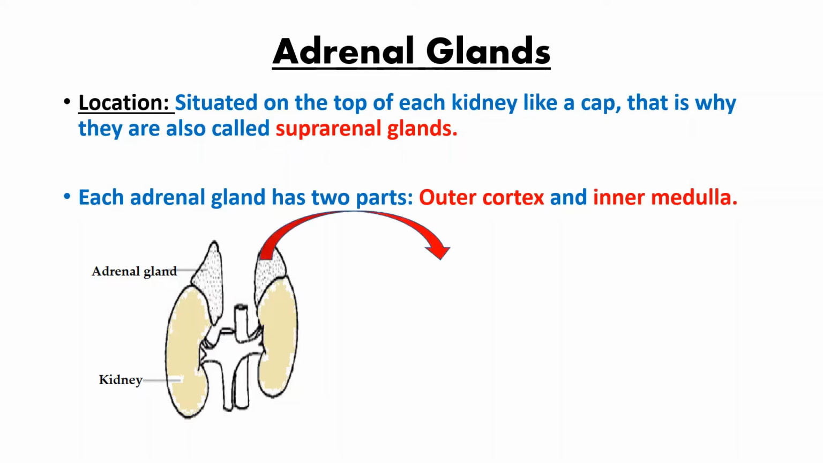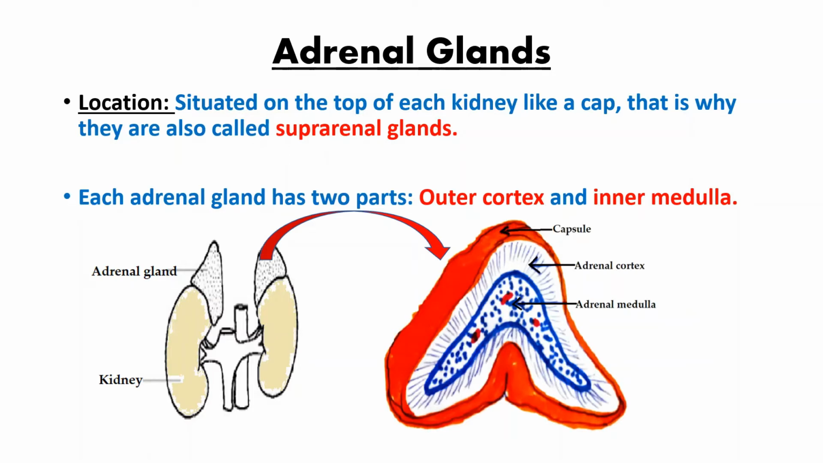Now, if you take a cross section of an adrenal gland, you will find two main portions, the outer cortex and the inner medulla. And the whole adrenal gland is covered by a capsule. See, inside the capsule, you can find the adrenal cortex, this blue striated portion, and inside that you will find the adrenal medulla, the central part of the gland. Inside the adrenal medulla, this dotted portion, you can find some red patches which are representing the blood vessels.